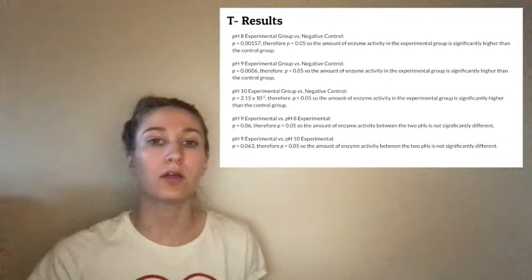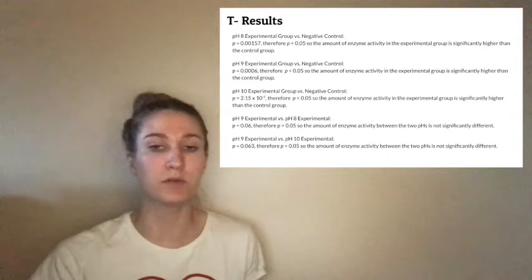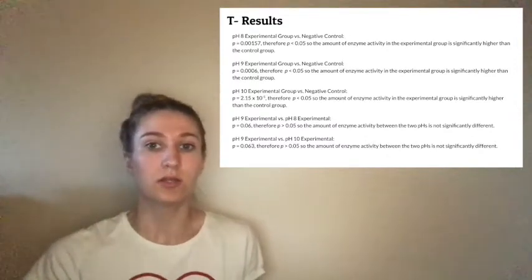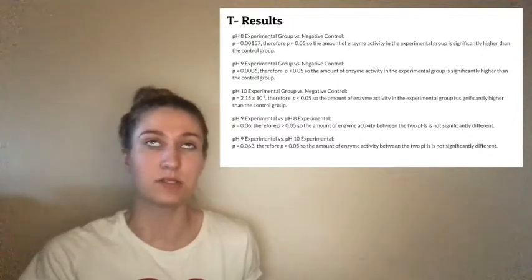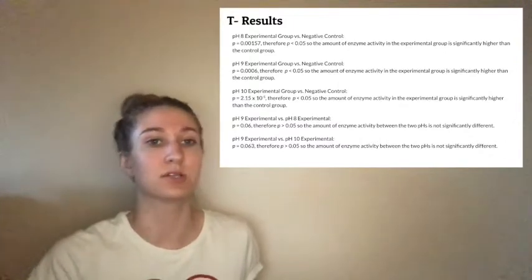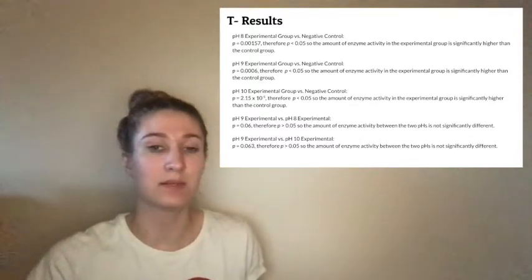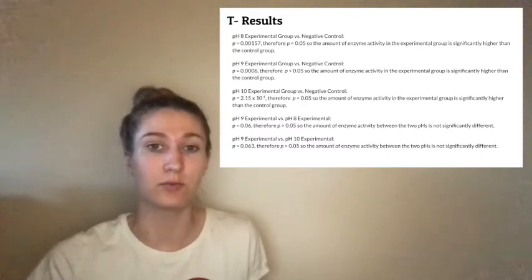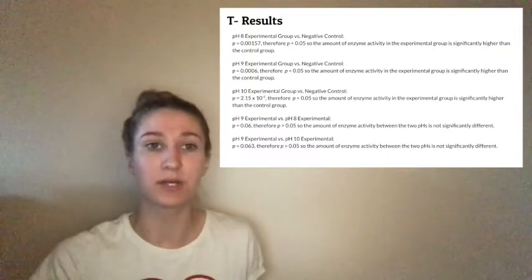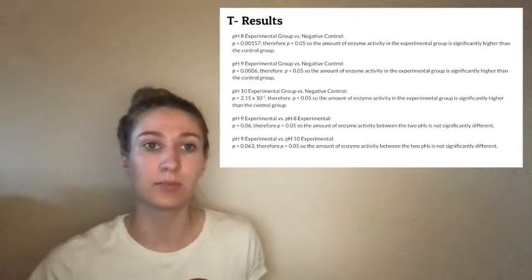Here you can then evaluate our experimental values. At pH 9 experimental versus pH 8 experimental, you can see that the enzyme activity is not significantly greater because the p-value is greater than 0.05, so there is no correlation. The same thing happens with a pH 9 versus a pH 10 experimental, where the p-value was 0.063, so again that's much greater than the 0.05, again proving that a higher pH is not optimum for trypsin.